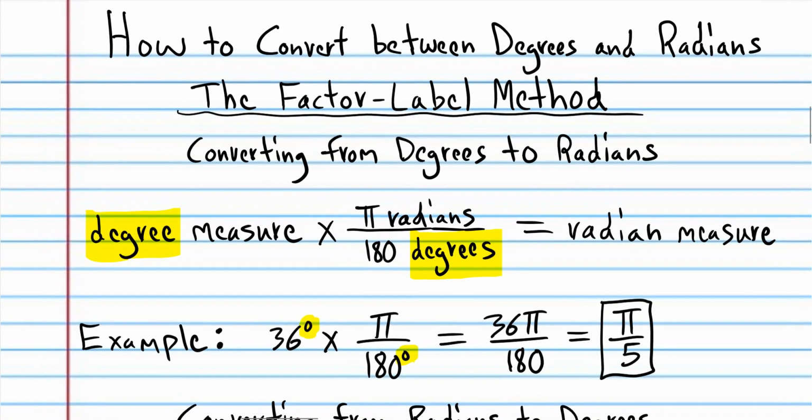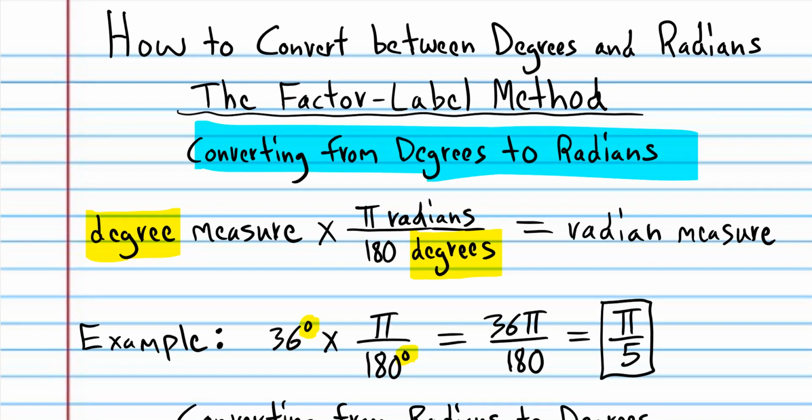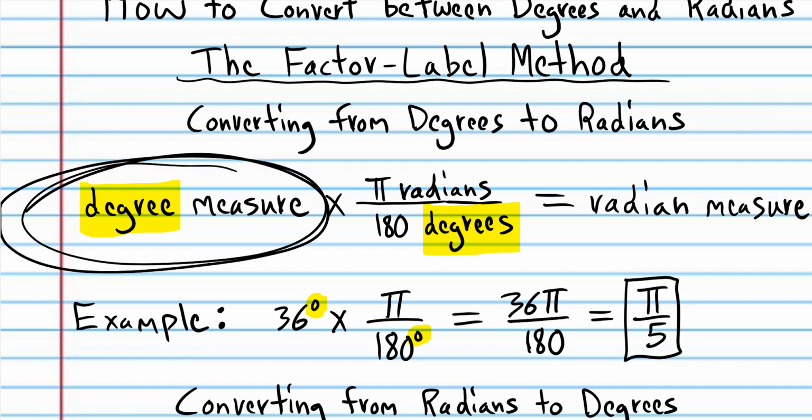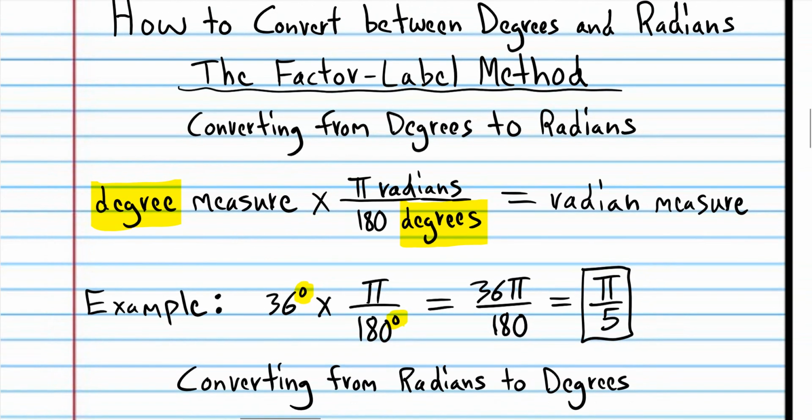So first we're going to convert from degrees to radians. So we're going to be given a number in degrees, some degree measure, and you're going to multiply by this factor, pi over 180.